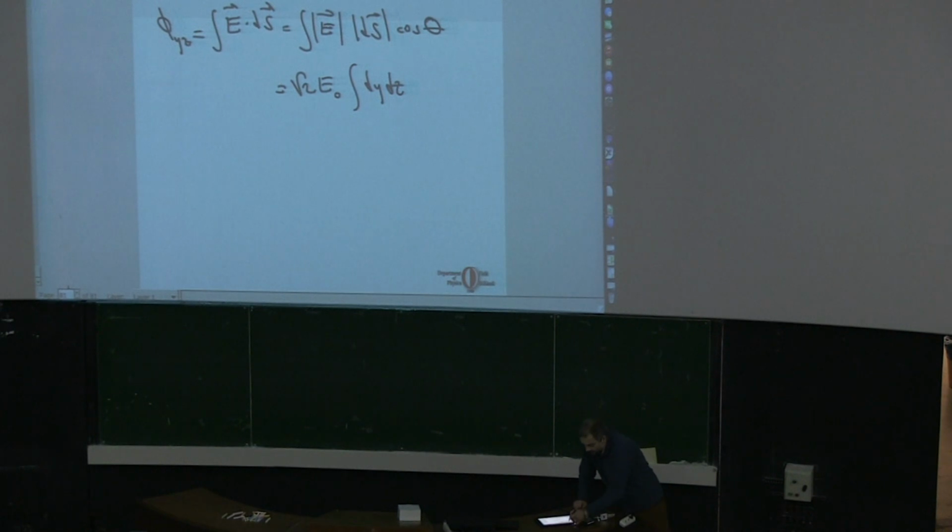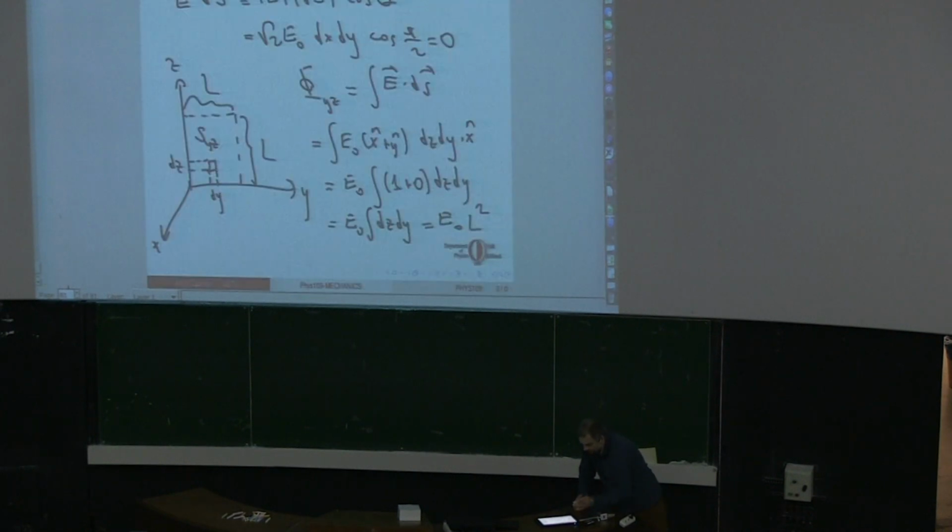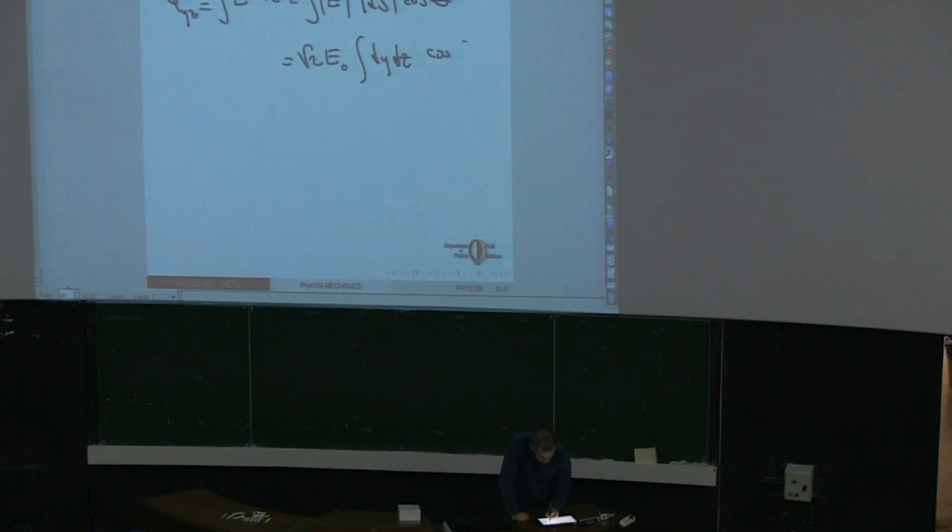Now if you go back to the figure, this is my area. My electric field is pointing in this direction, in the diagonal. This angle over here is 45 degrees because of the particular choice of the electric field I have. So this is cosine of pi over 4, which is 1 over root 2. So this cancels this one, and I'm left with E0 times L squared.